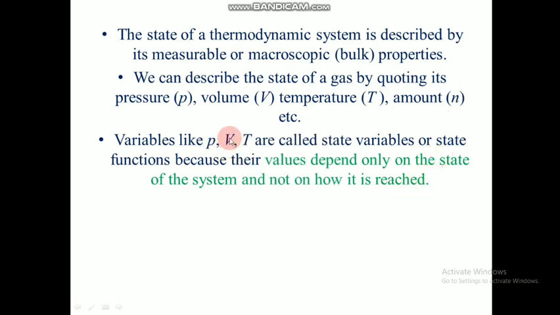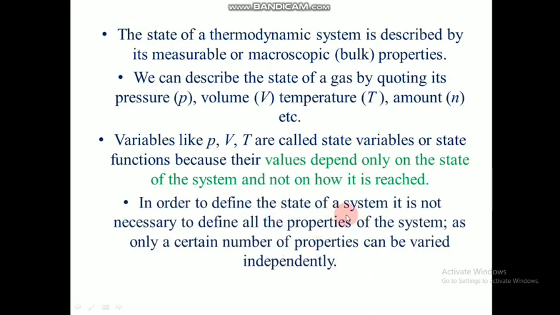Variables like pressure, volume, temperature are called state variables or state functions because their values depend only on the state of the system and not how it is reached. So their values depend only on the state of the system, or just the initial state and the final state, and not on how it is reached. So such kinds of variables are known as state variables.